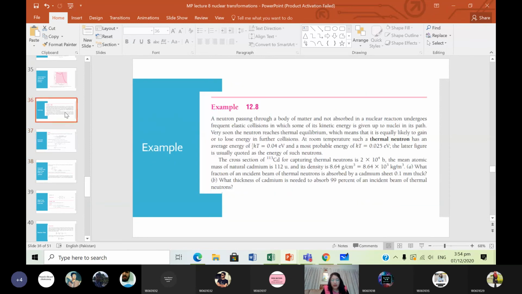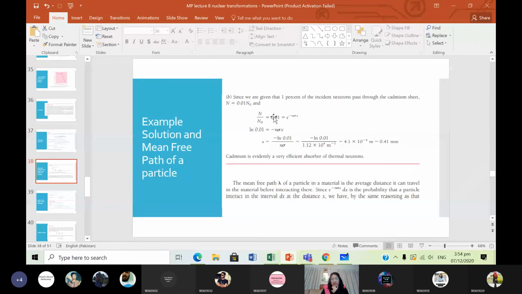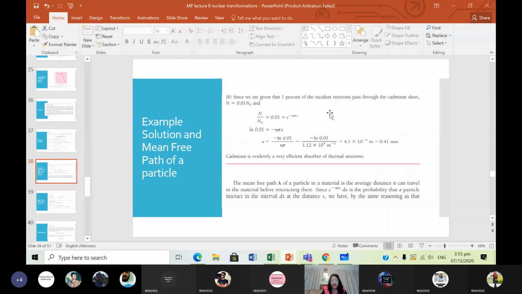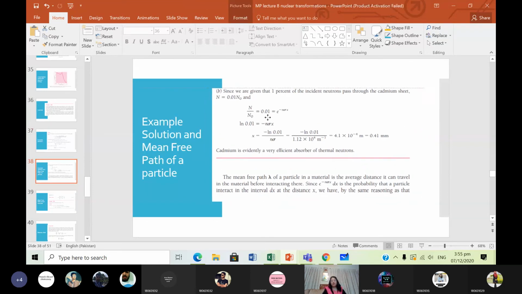And then part B, what does part B ask us? Just one last part over here. What thickness of cadmium is needed to absorb 99% of an incident beam of thermal neutrons? So 99% absorbed means that the surviving fraction is 0.01 or 1%, right? If 99% are absorbed, that means the number that has survived is 1% or 0.01 fraction, okay?